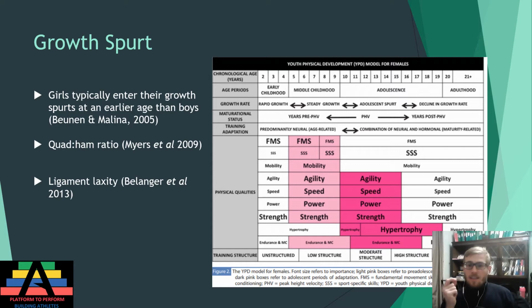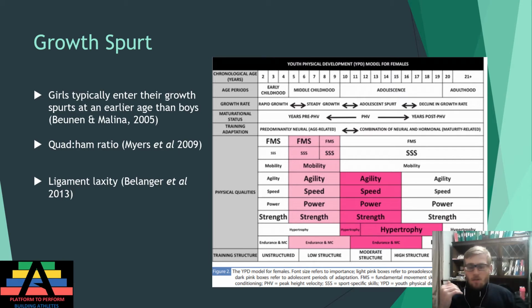Now, this is another thing to note, because obviously gymnastics is likely to be a sport that girls might be participating in, and a hip dominant strategy where the hips are sat back is preferred in terms of reducing stress on the knee.